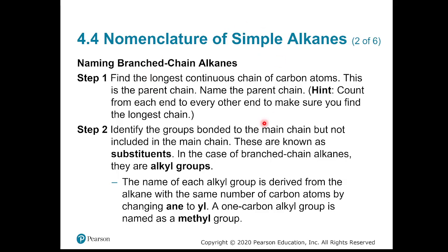Okay? All right. So step 2, identify the groups bonded to the main chain, but not including the main chain. These groups that are bonded to the main chain, these are going to be substituents. They're substituting spots where hydrogen would normally be. Okay? They can be named, if they're branched alkanes, as alkyl groups. Notice again the alkyl, that's how you name them. So if you had a methane that was a branch, it would be methyl. Okay. You're going to change their namings from the normal ane naming to yl.